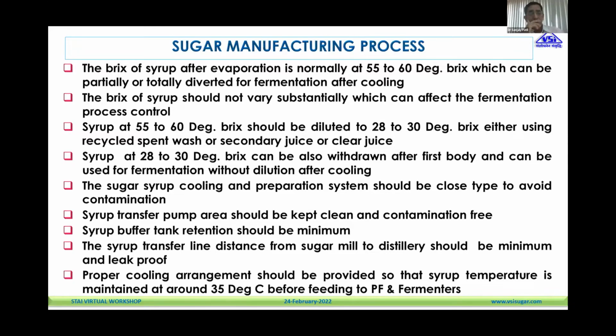So the syrup of 55 to 60 brix can be further diluted to about 28 to 30 brix, either using recycled spent wash, or we can use secondary juice also, or even clear juice. And we are of the opinion that if we can use clear juice for dilution of the syrup, it will reduce the inhibitory effect of the sulfides in the sulfited syrup, and that will improve your fermentation efficiency.